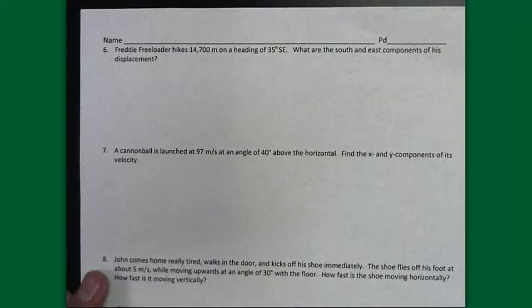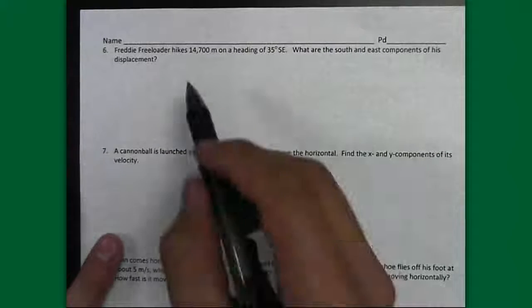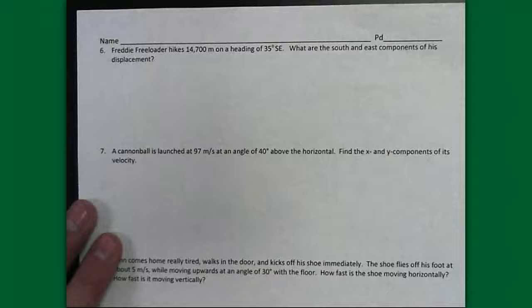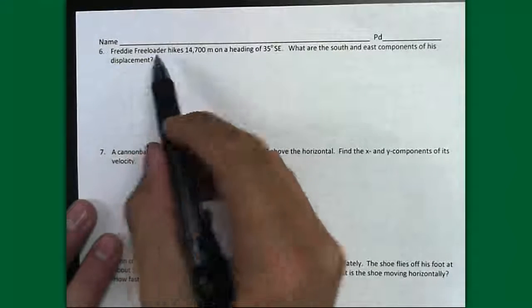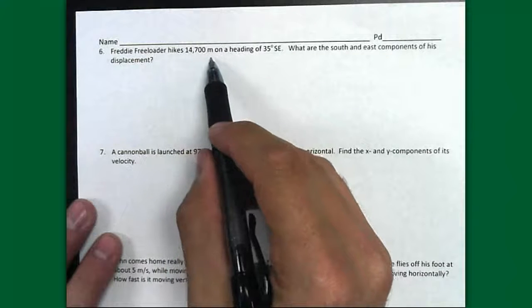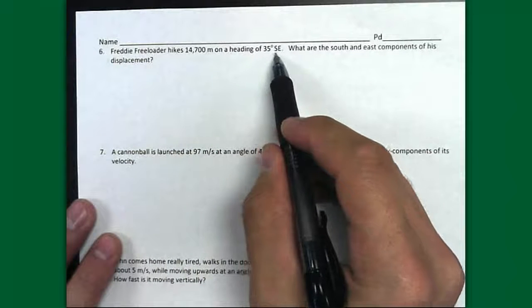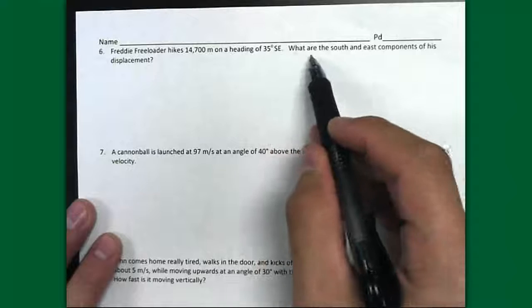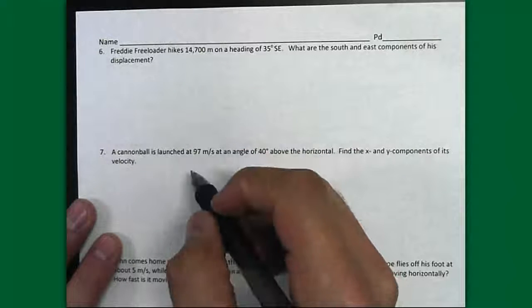All right, let's look at a couple of practice problems in resolving vectors. Let's start with this one, number 6. This is actually on the vectors homework on the back. This guy, Freddie Freeloader, he hikes 14,700 meters on a heading of 35 degrees southeast. What are the south and east components of his displacement?